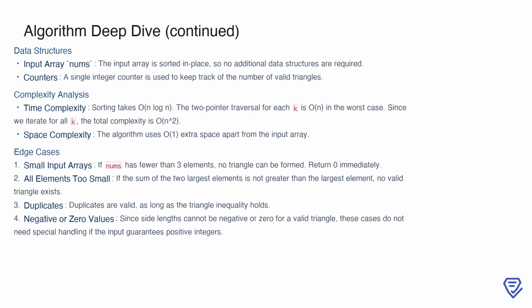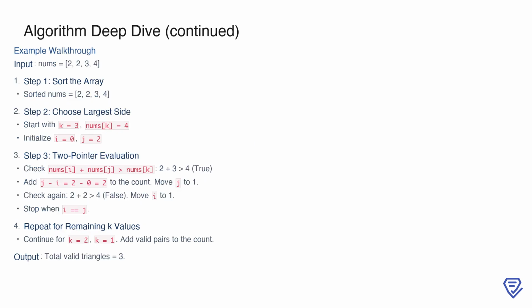Let's walk through an example with the input array nums equals [2, 2, 3, 4]. First, we sort the array, resulting in [2, 2, 3, 4].